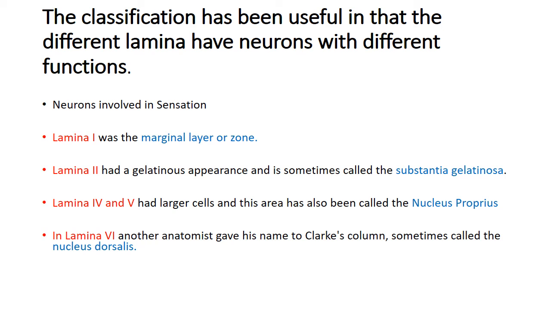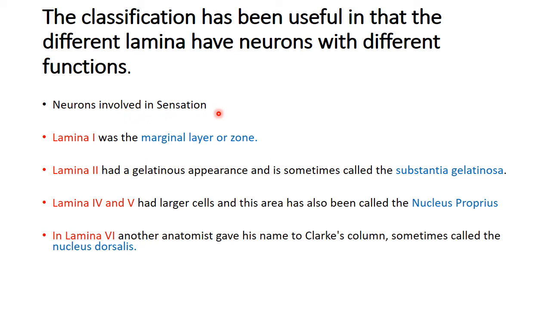Now this classification is very important. Neurologically, this classification is very important because the Rexed laminae are useful: different laminae have different functions. The different functions are allotted to the different laminae, and this is very useful in neurological conditions.